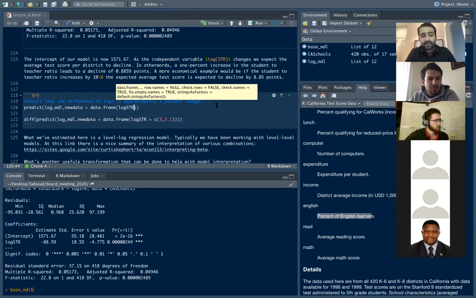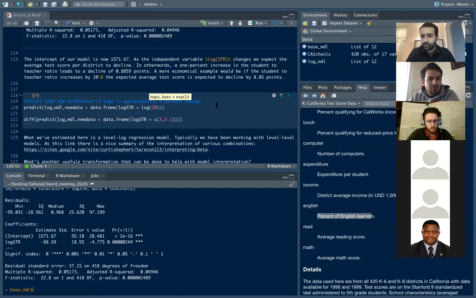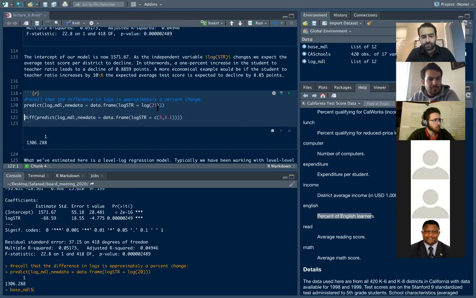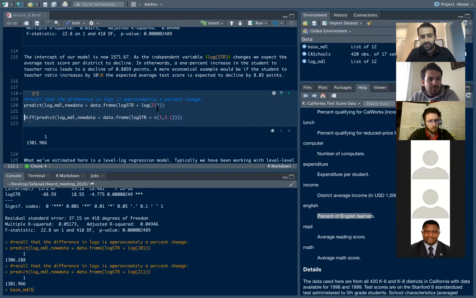So if I wanted to predict, for instance, what's my predicted test score for a school that has a student to teacher ratio of 20, so 20 students per teacher. That's telling me the predicted test score is 1,306. Okay, what if there's actually 21 students per teacher? Then it's saying 1,301 is the predicted test score.